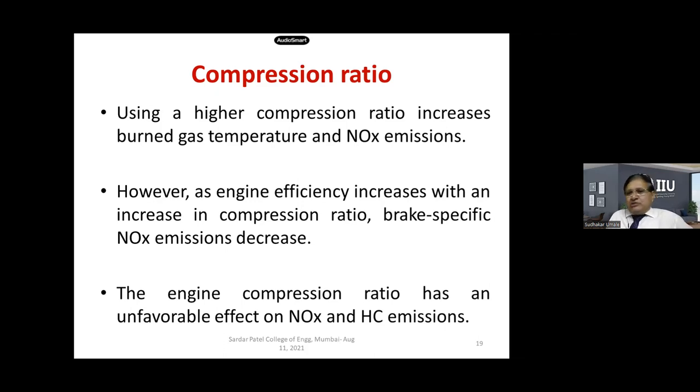So what are the problems with higher compression ratio? What are the advantages? What are the disadvantages? We'll discuss how it is related to the emission problems. Using a higher compression ratio increases burned gas temperature. If compression ratio is more, that gives higher gas temperature, and because of that higher gas temperature, there is a formation of NOx in the engines. However, as engine efficiency increases with an increase in compression ratio, brake specific NOx emission decreases. The engine compression ratio has an unfavorable effect on NOx and hydrocarbon emissions.